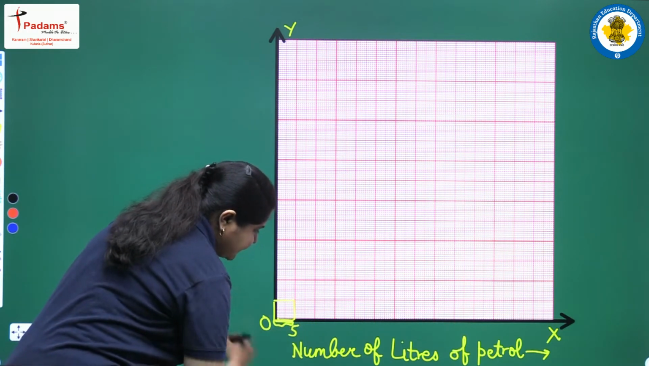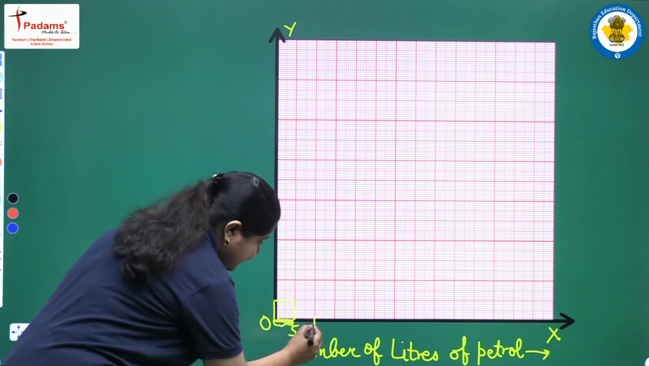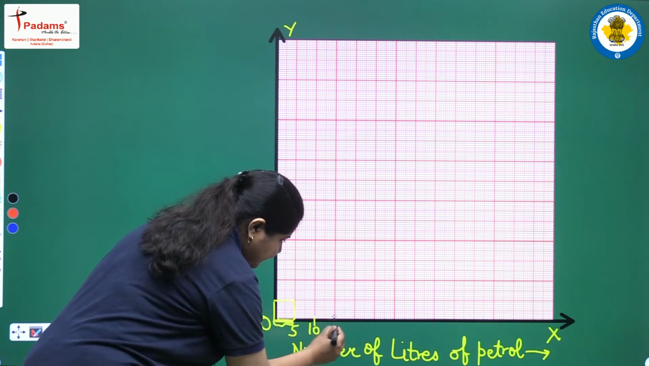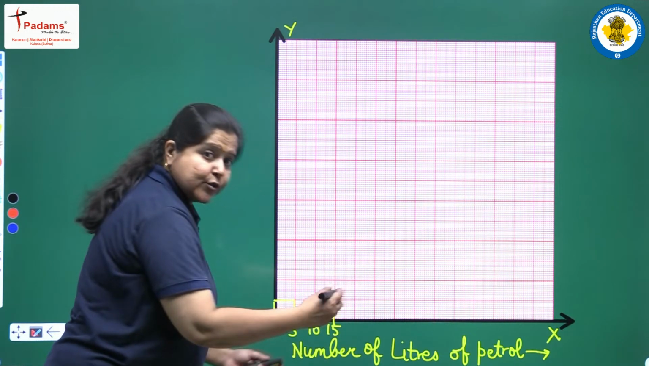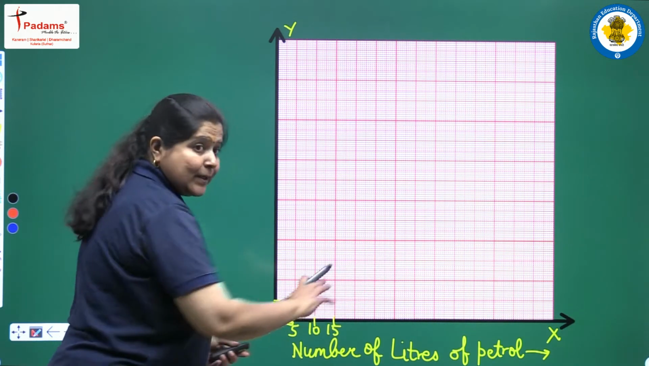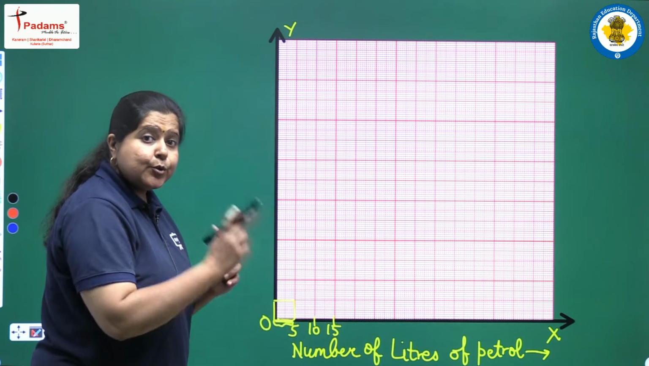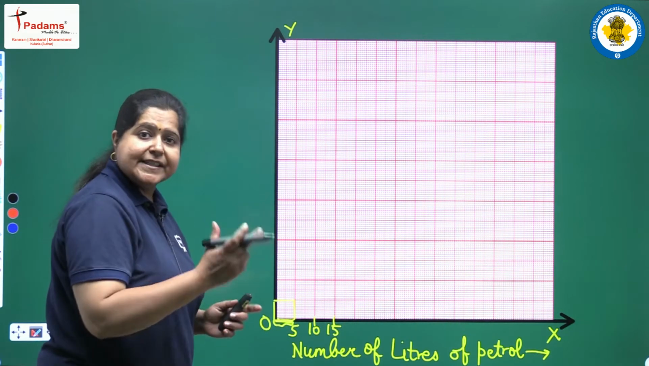Here we can take 5 liters, then after 1 single unit we can take 10 liters, again after 1 single unit we can take 15 liters and so on. Or as we have too much space, we can take 2 units to represent here 5 liters of petrol.